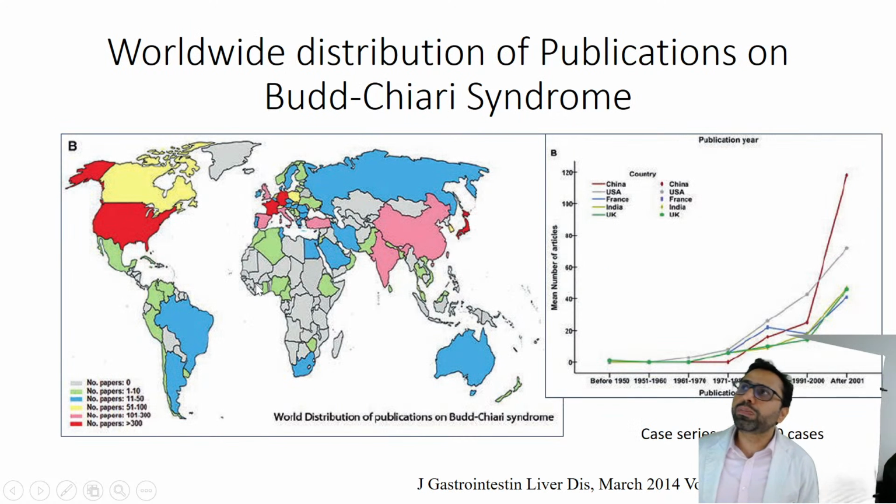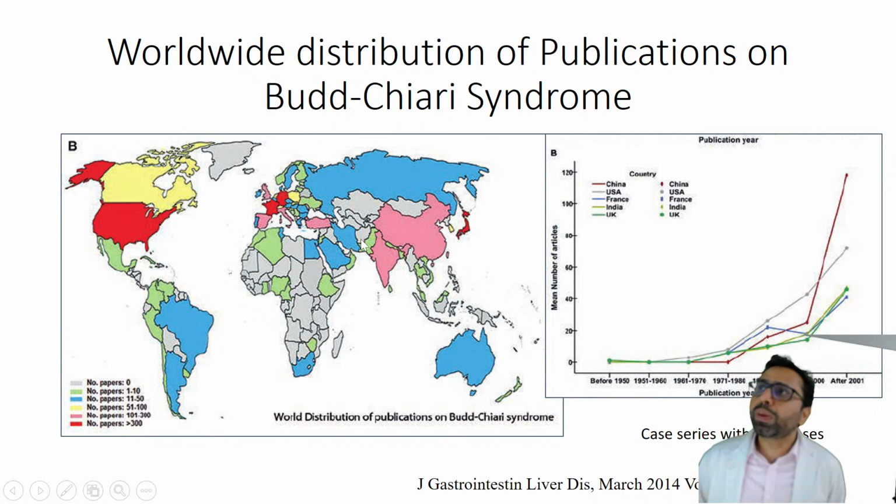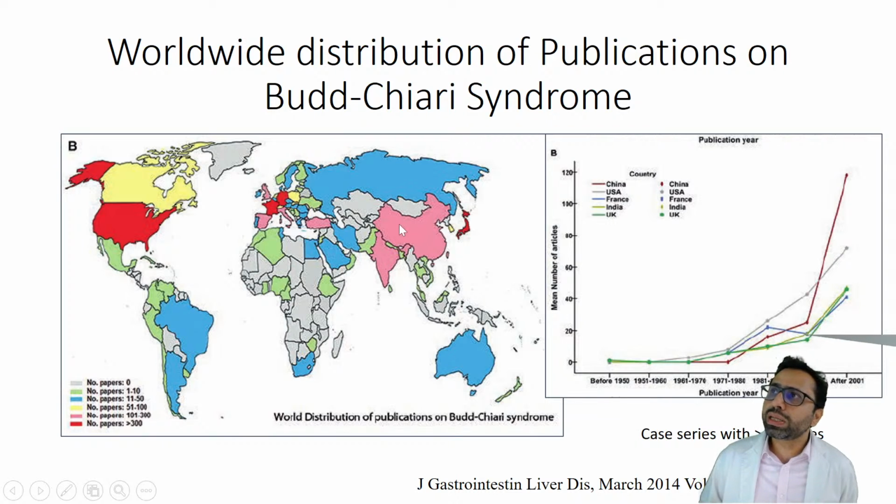So where do we see Budd-Chiari? This is a map of publications of regions which have published on Budd-Chiari. And as you can see, India and China and North America and parts of Europe are the hotspots where this is reported. Now, this disease is not the same in these areas and these areas. If you look at the number of publications which have more than 10 patients in a series, then China has the most publications, followed by India, followed by these other countries.